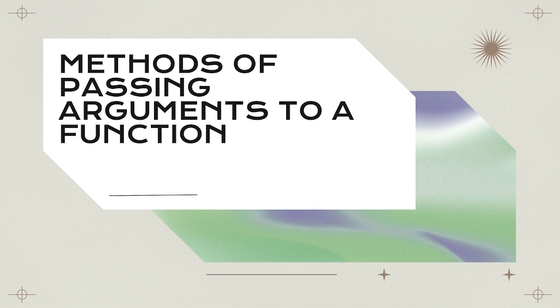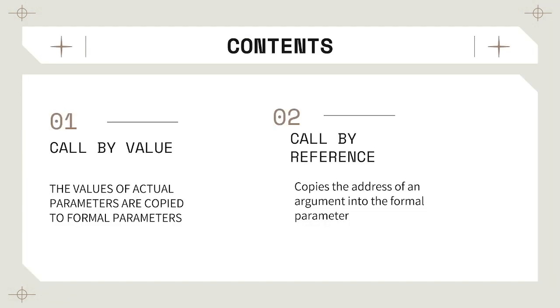I'm going to give a lecture on methods of passing the arguments to a function in C language. So, coming to the types of parameter passing methods in C, we have two types: one is call by value and the other is call by reference. What is call by value? In call by value, the values of the actual parameters are copied into the formal parameters. Whereas in call by reference, we copy the address of an argument into the formal parameter.